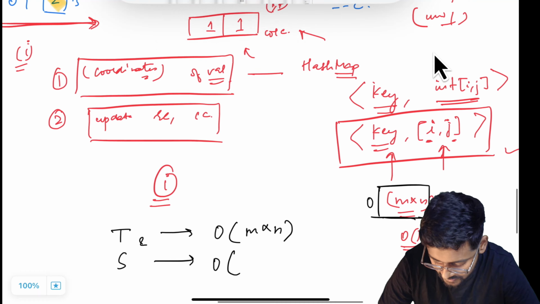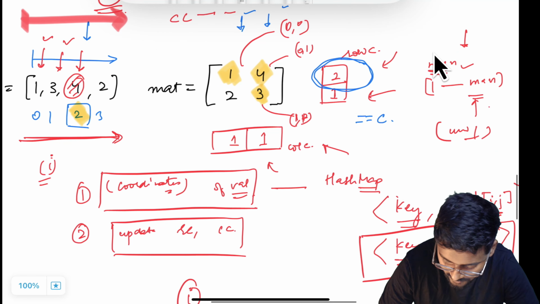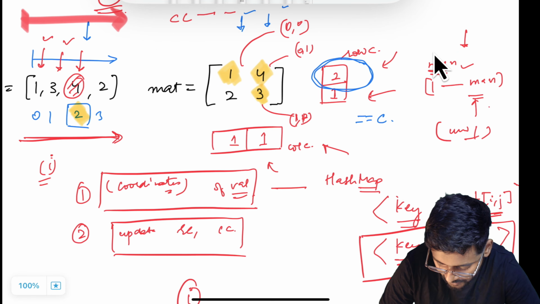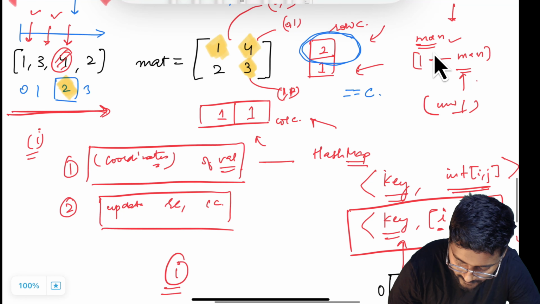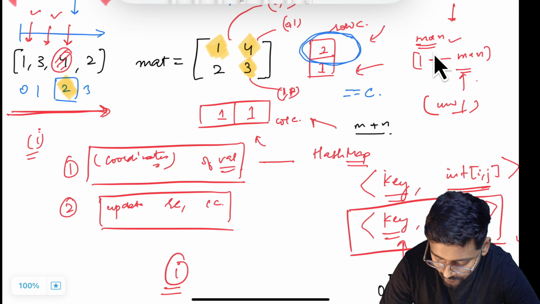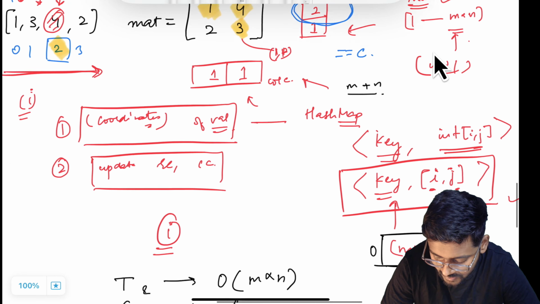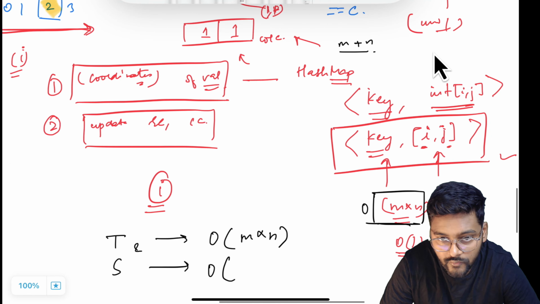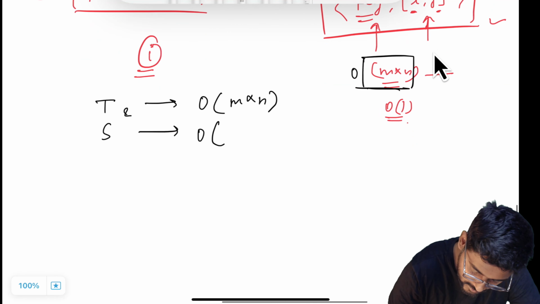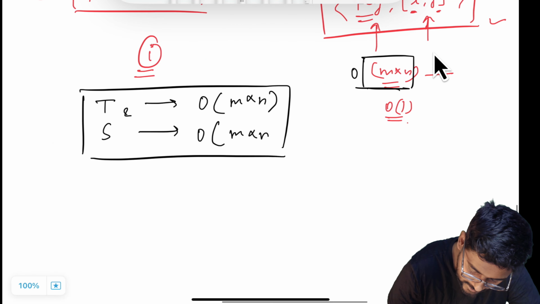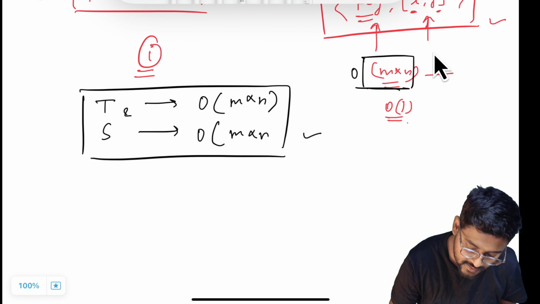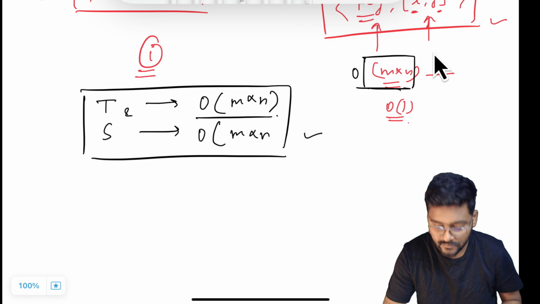And what is the extra space? For the extra space, we are taking two arrays. One array is of size m, one array is of size m plus n. But along with that, we are also taking a hash map where the keys will go from 1 to m cross n. So the space will also be m cross n. So this is our time and space complexity. We are visiting every item only once.